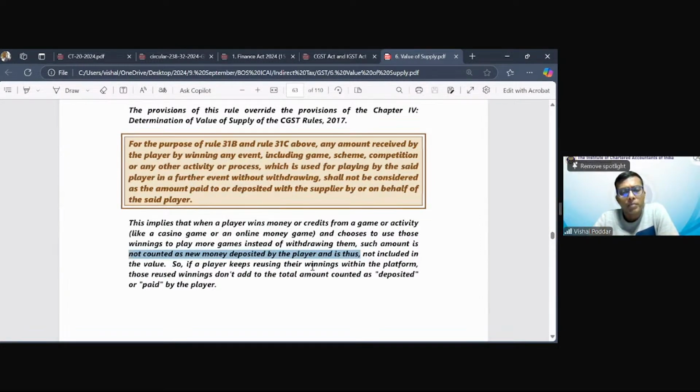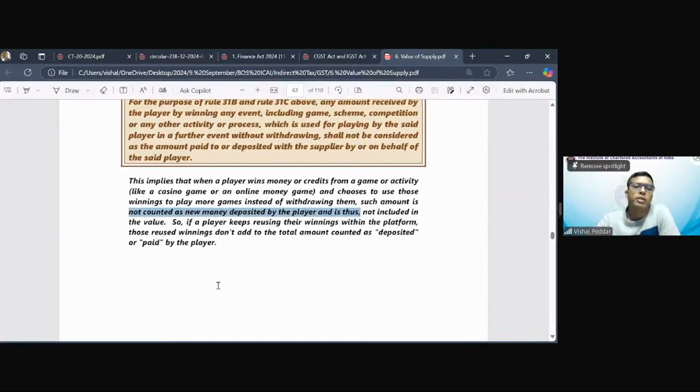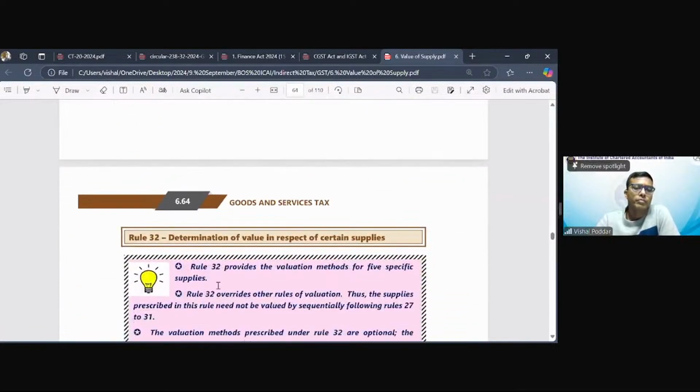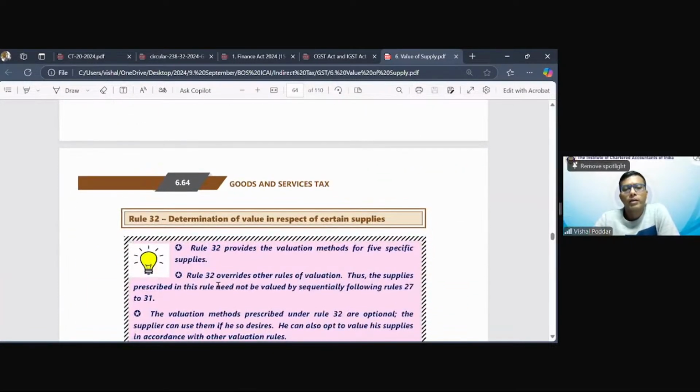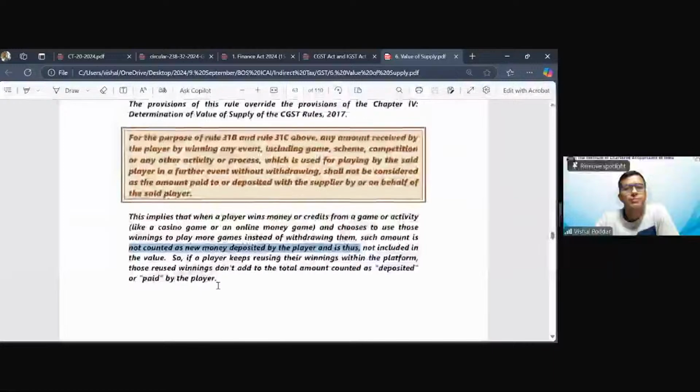So if the player keeps reusing their winnings within the platform, those reused winnings don't add to the total amount counted as deposited or paid by the player. In other words, it will never become your taxable. Is this clear to all students?